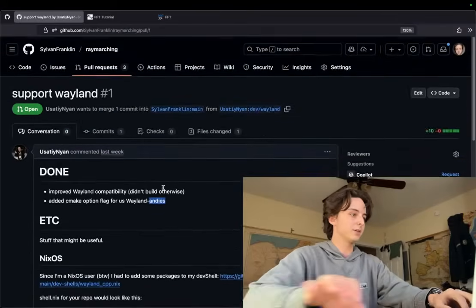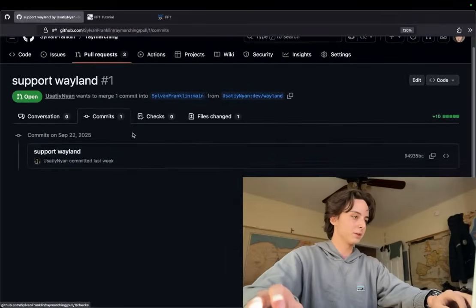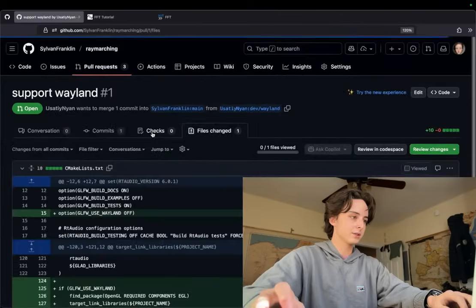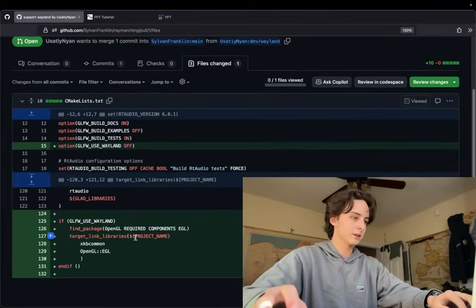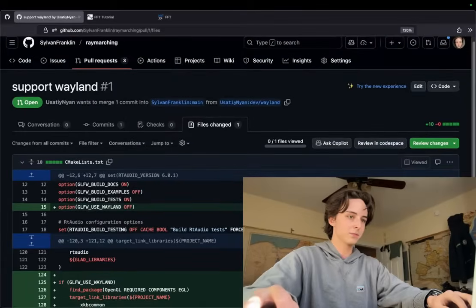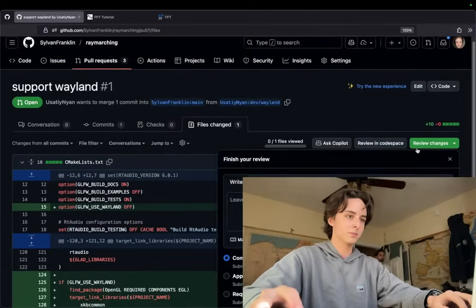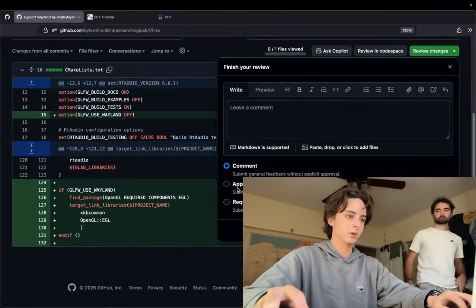Let's see what the actual files look like for this. Just one commit, one file changed. Let's just add some stuff to CMake. Okay, I guess I'll just merge.